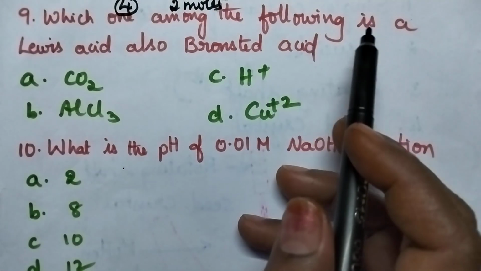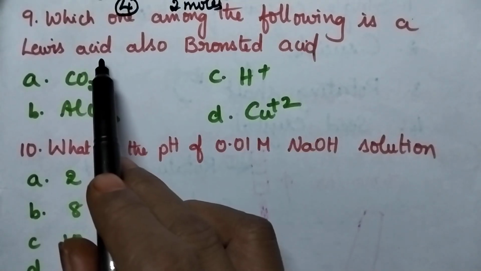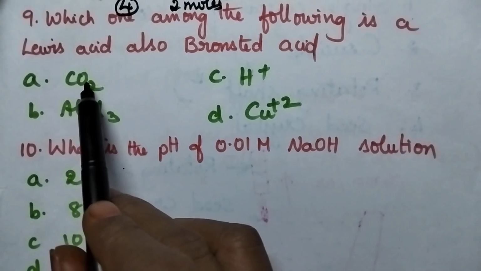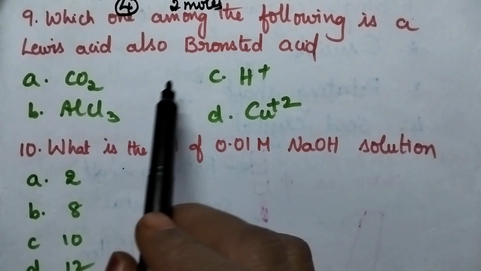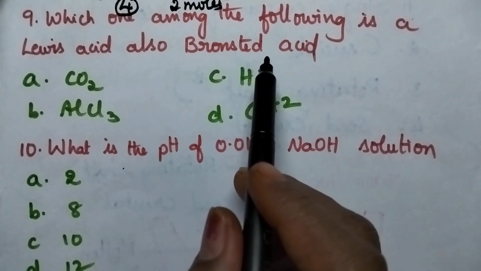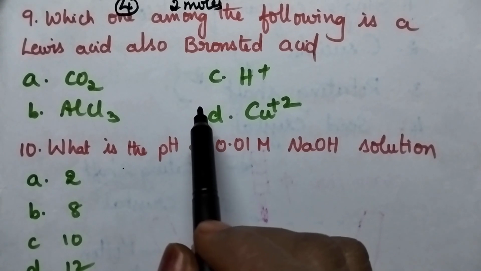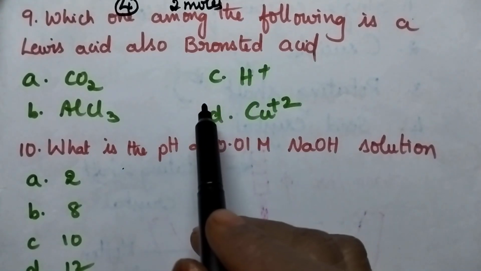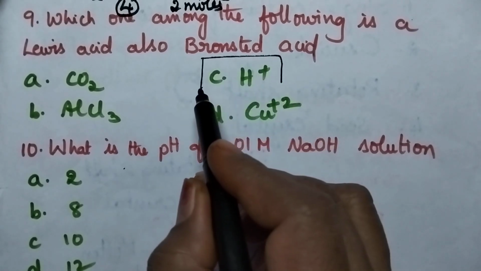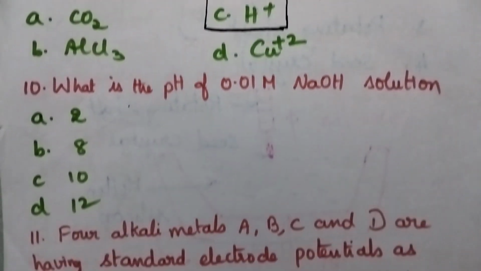Which one among the following is a Lewis acid, also Bronsted acid? Lewis acid means which is ready to accept a pair of electrons. So coming to the options A, B, C and D, all of these are Lewis acids. But coming to the Bronsted acid, the species which can donate a proton is called a Bronsted acid, and this condition is satisfied only by the proton. That is option C, H plus, is the right answer, which is a Lewis acid and also a Bronsted acid.